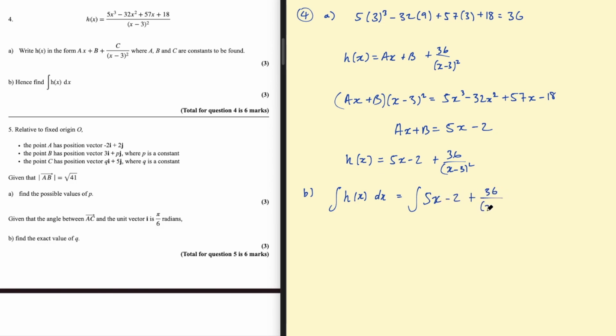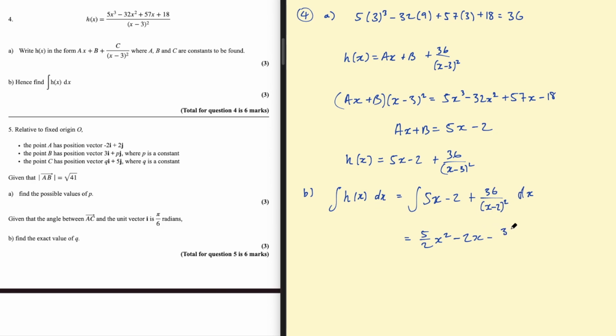And we can do that because we can just integrate each term. The integral of 5x: add 1 to the exponent, divide by that exponent. This will be 5 on 2 x squared. Negative 2, we just introduce the x, and then think of this exponent here as a negative 2. Then add 1 to negative 2, that's negative 1, so we're dividing by negative 1.